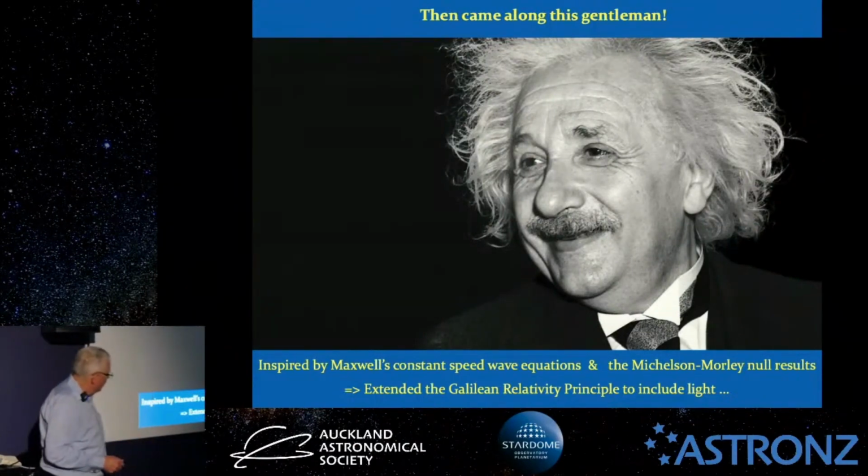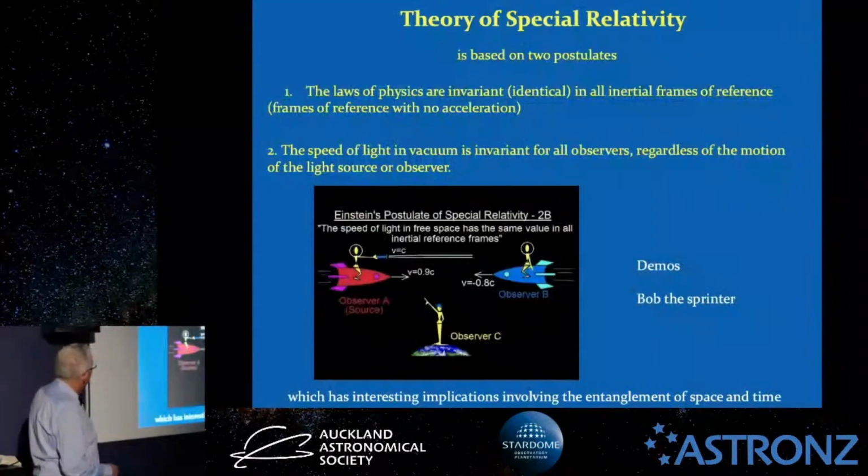But also it was that Michelson and Morley null result that said the speed of light, the instruments never detected any difference despite different orientations through the hypothesized ether. So that got him thinking and inspired. So he then went on to extend the Galilean relativity principle to include light. And that's where he came up here.